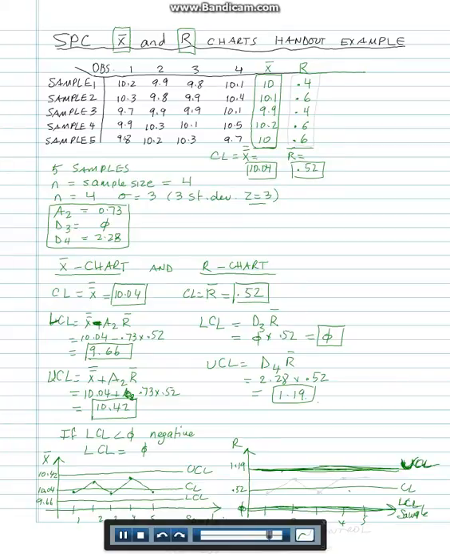But to complete the problem, here's the first sample, 0.4, 0.6 is above the line. 0.4 will line up with the first one, 0.6 will line up with this one, and 0.6 again will line up with this one. So we have a graph like this. So this one is also in control. So since the X-bar chart and R chart are in control, we can conclude that the process is in control.